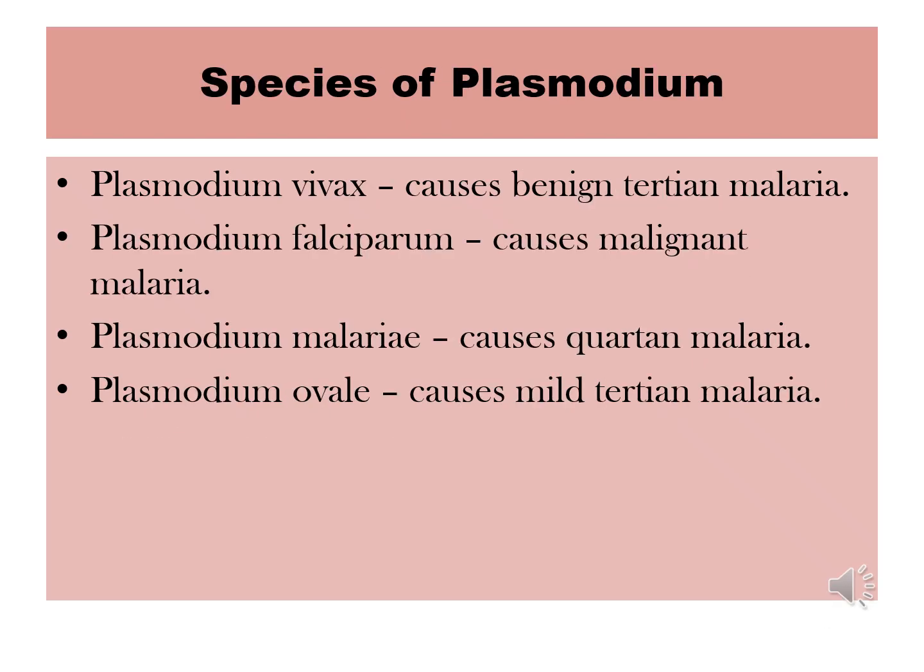Well-known species of Plasmodium are Plasmodium vivax, which causes benign tertian malaria; Plasmodium falciparum causes malignant malaria; Plasmodium malariae causes quartan malaria; Plasmodium ovale causes mild tertian malaria.